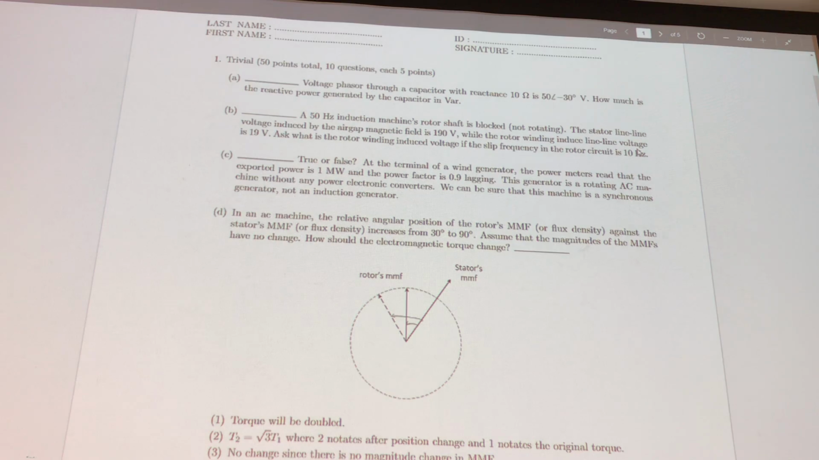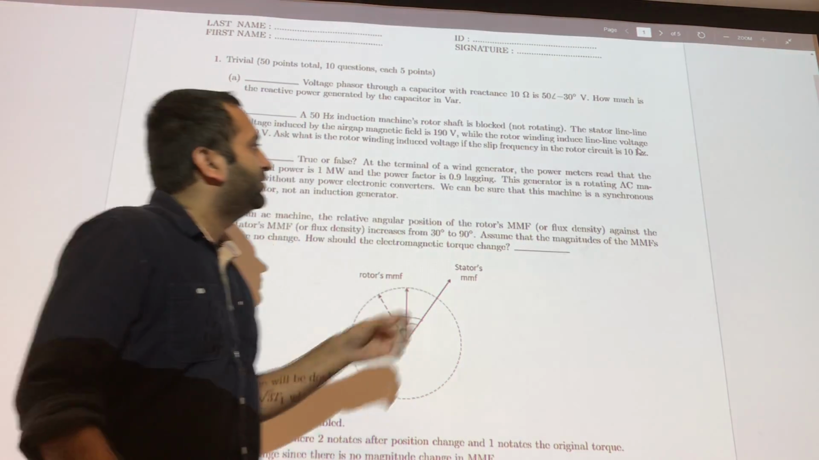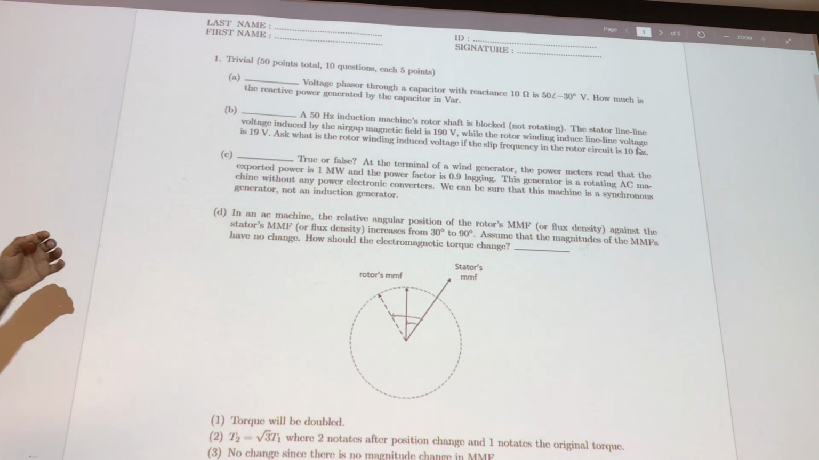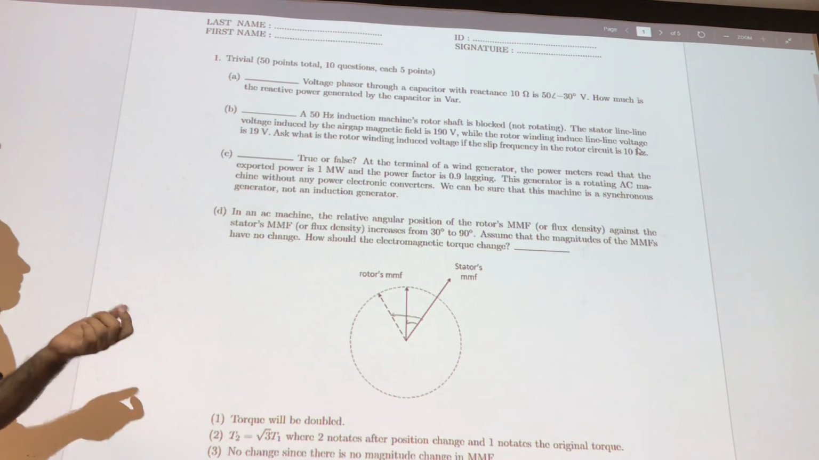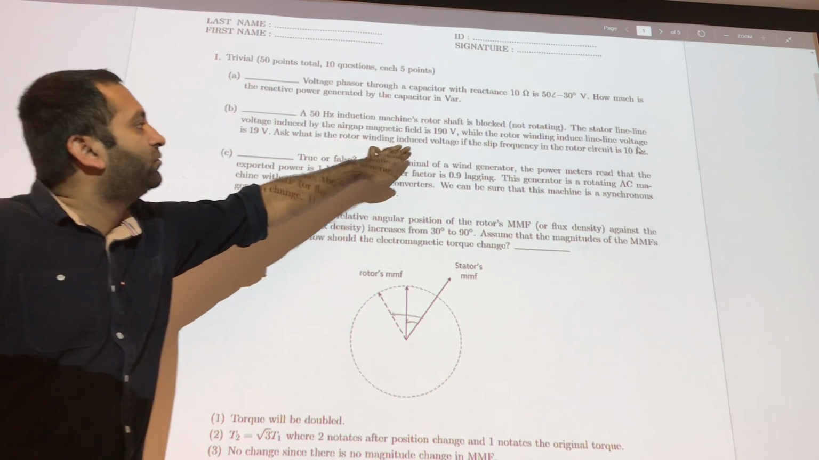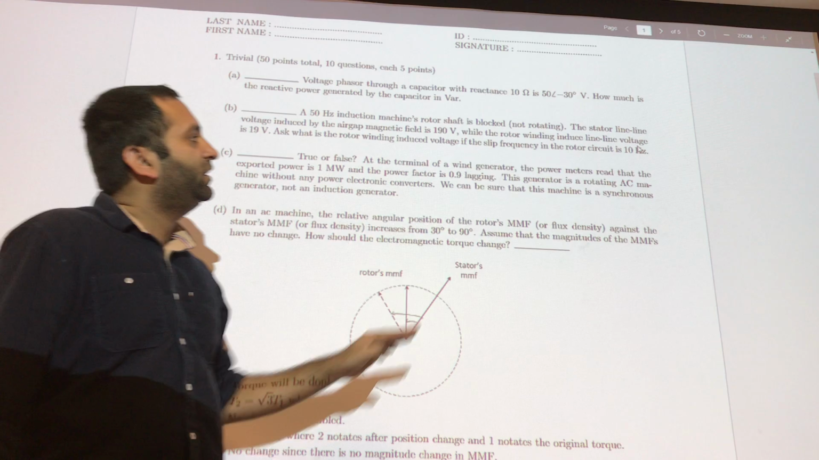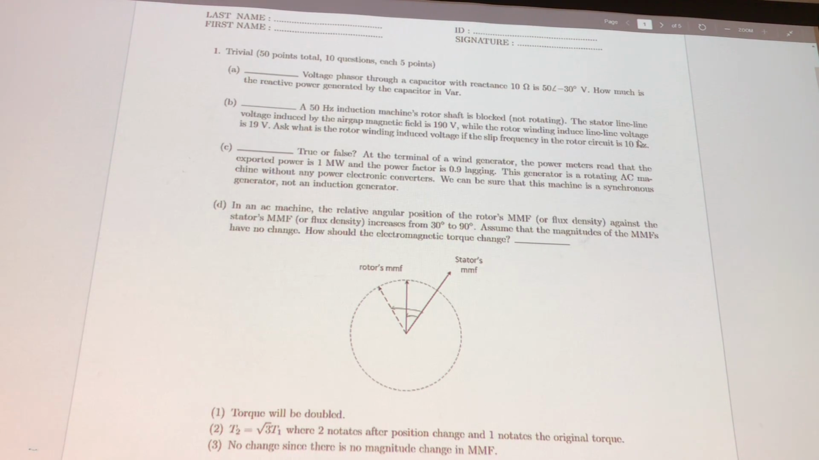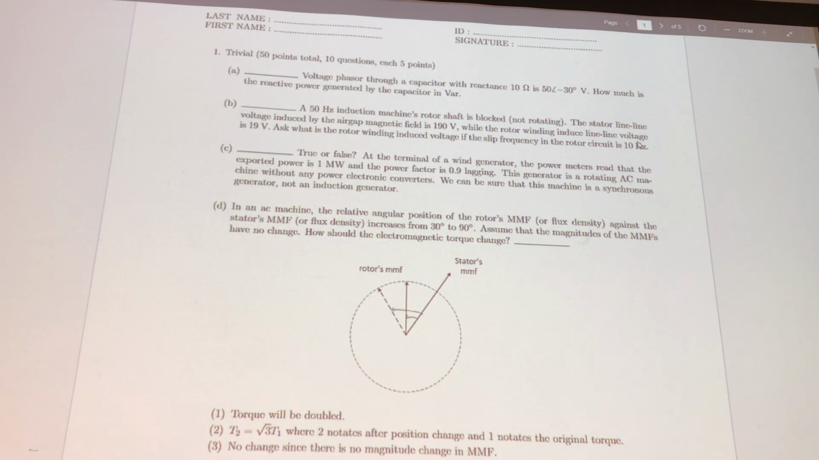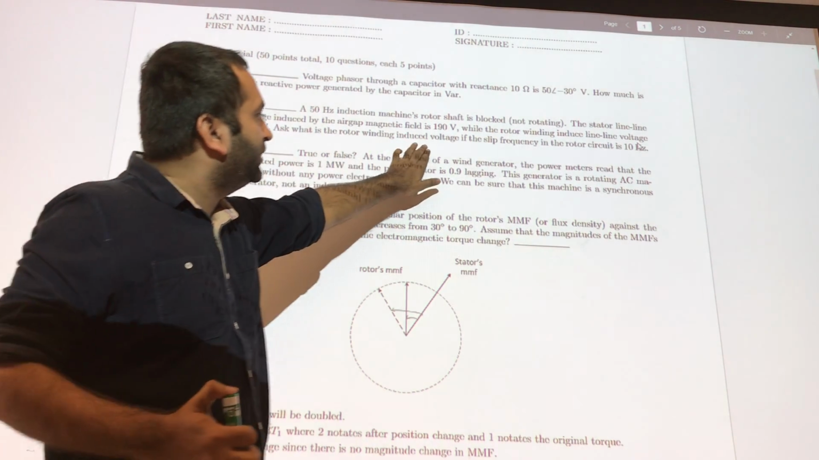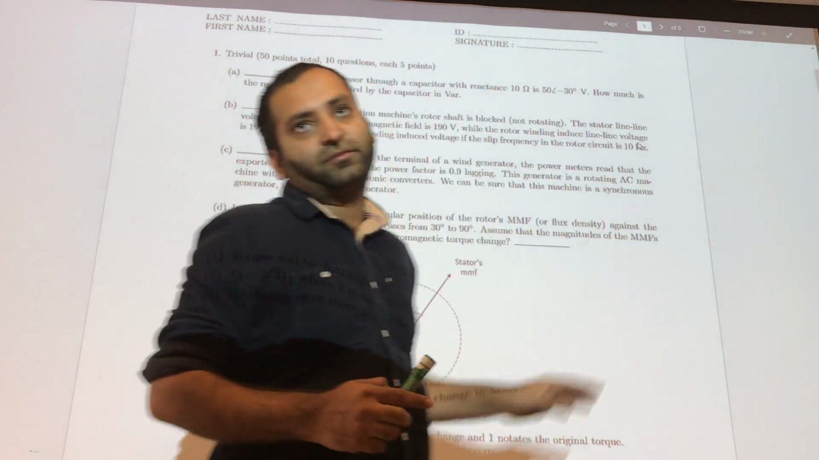Okay, what is given here? You have a 50 Hz induction motor, and when the motor is stopped, blocked, the input voltage is 190 volt, but the rotor winding induced voltage is 19 volts. So what's the transformation ratio for this? 10, yeah, exactly. Then it's asking what is the rotor winding voltage if the slip frequency is 10 Hz.